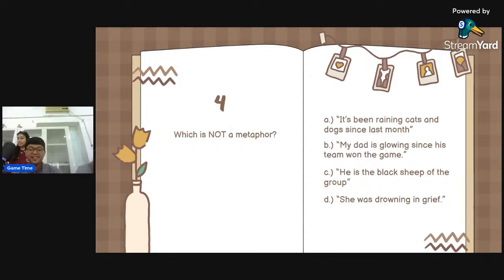Okay, number 4, which is not a metaphor? A, it's been raining cats and dogs since last month. B, my dad is glowing since his team won the game. C, he is the black sheep of the group. D, she was drowning in grief. Which is not a metaphor?